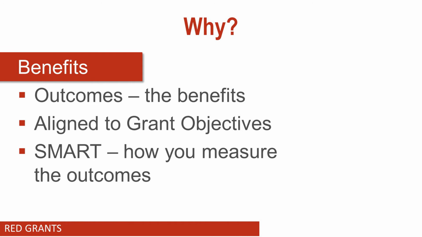The next part of why is the benefits, referred to as outcomes in the RED grants application. So the outcomes of the benefits are what comes out of doing your project, the benefits that result. They must be aligned to the objectives of that particular grant, in this case the RED grant. You can have benefits that aren't strongly aligned.